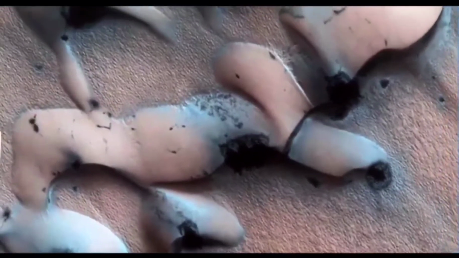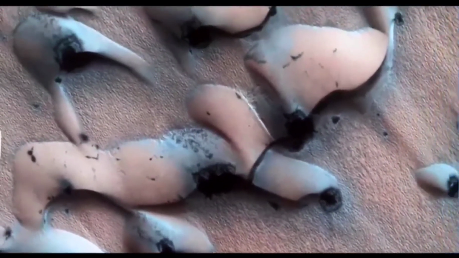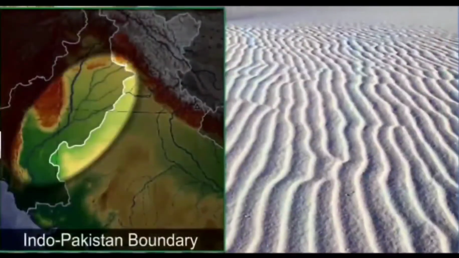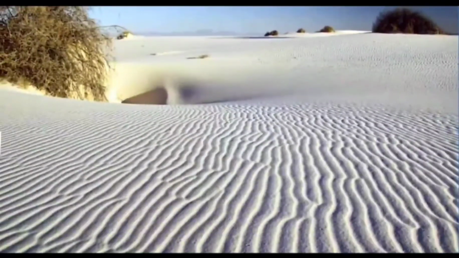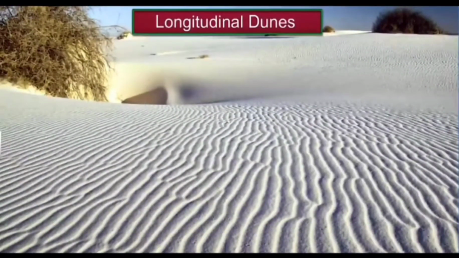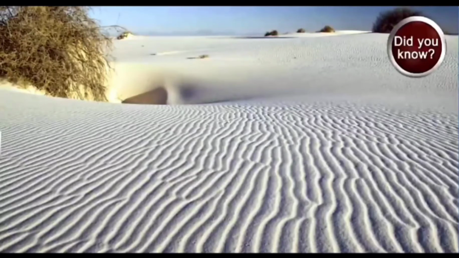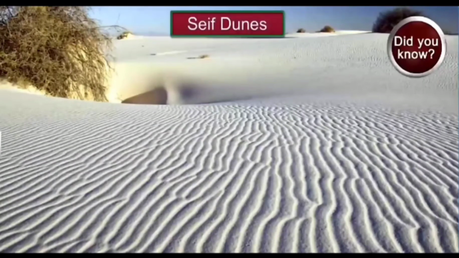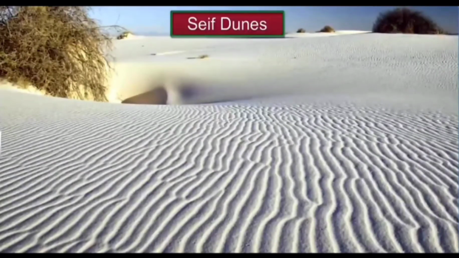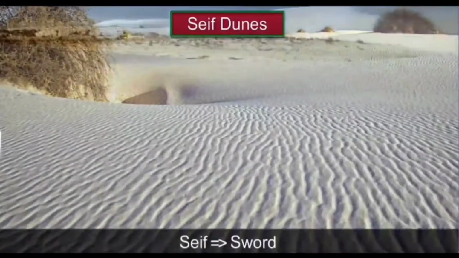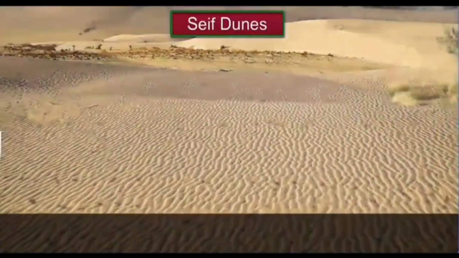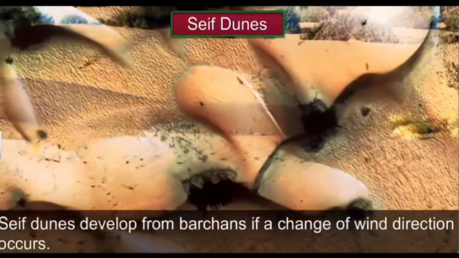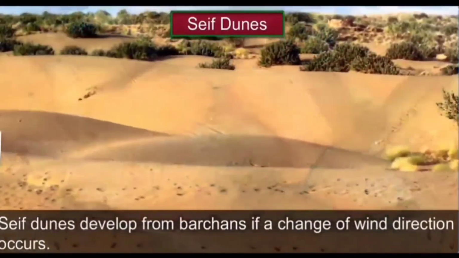However, as you go near the Indo-Pakistan boundaries, you will see more longitudinal dunes. Do you know? Longitudinal dunes are also called saf dunes. Saf dunes develop from barkans if a change of wind direction occurs. The rainfall in this region is quite low, below 150 mm per year.